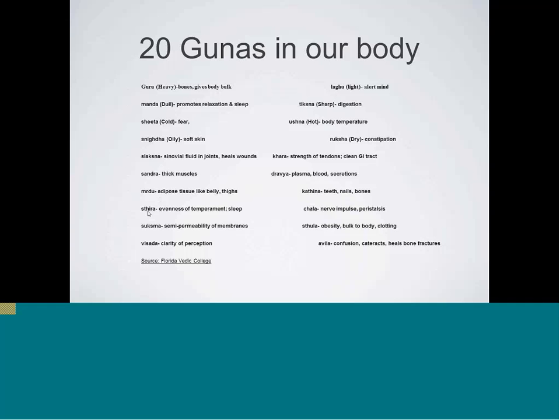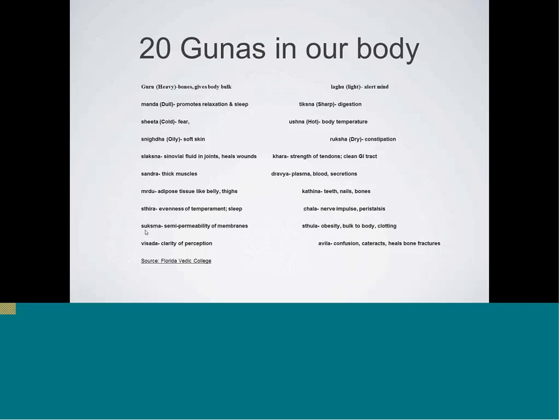The sthira or fixed quality is present in evenness of temperament and in sleep. If anyone's tried to sleep on an airplane flight or even a moving train or car, it's very difficult. Sleep works much better for us when we are in a very even, fixed location. Chala is the nerve impulse. The movable quality is present in nerve impulses. Nerve impulses are all about movement, and also in peristalsis, the movement through the colon.